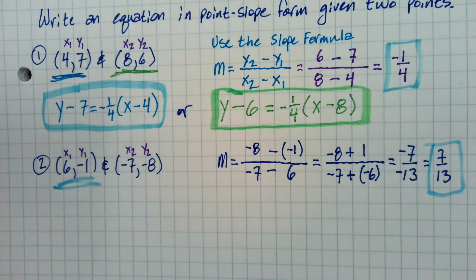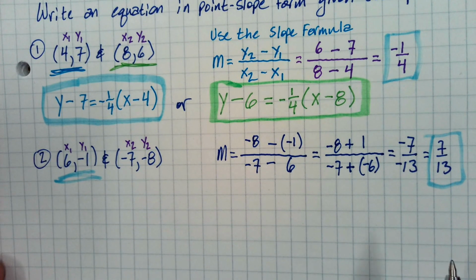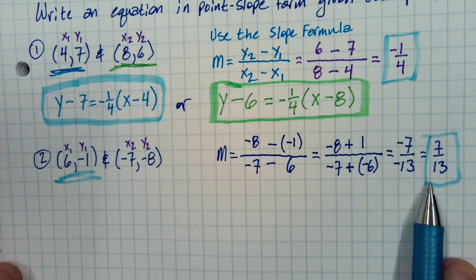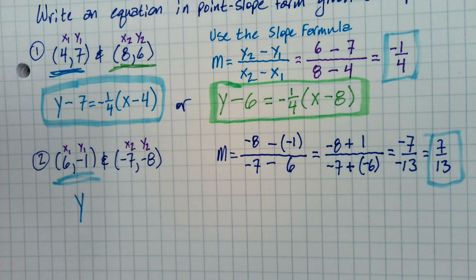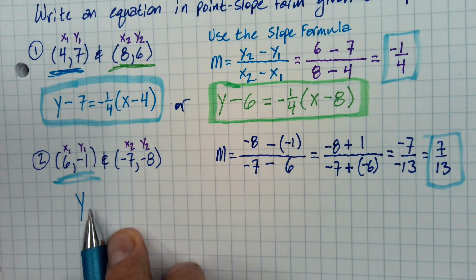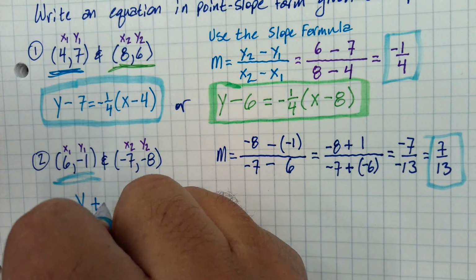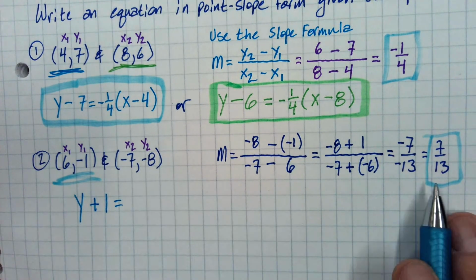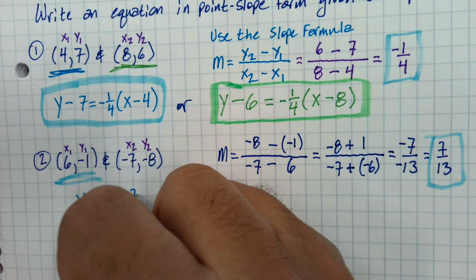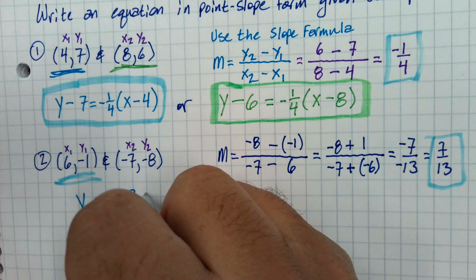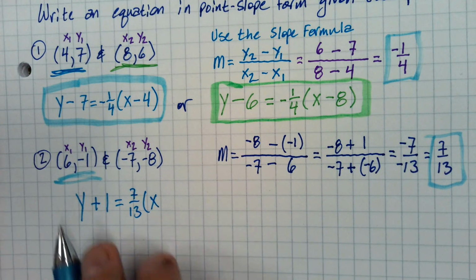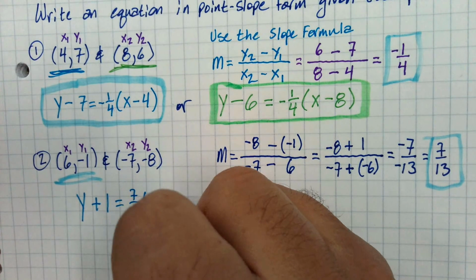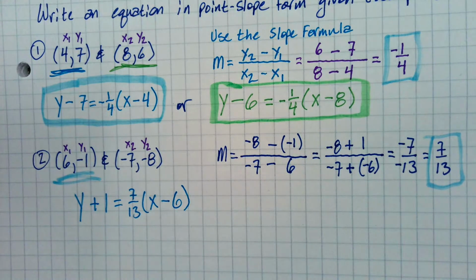Okay, so you guys ready? I'm going to use this point and that slope. Here we go. Y, will it be plus 1 or minus 1? Plus 1. Equals, my slope is 7/13, 7 over 13, parentheses, x minus 6 or plus 6? Minus 6. See how easy that is now? And this is my answer.